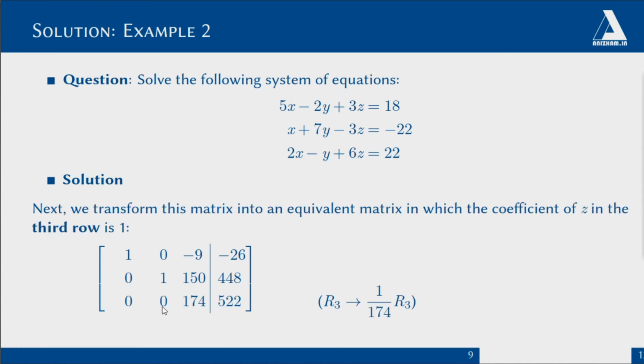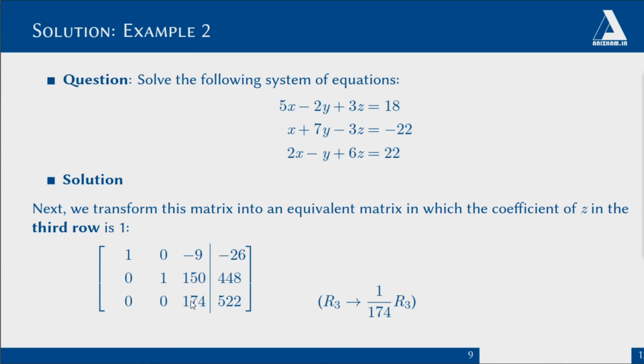So now the third row contains 0, 0, 174 and 522. Now we transform this matrix into an equivalent matrix in which the coefficient of z in the third row is 1, so that this value has to be 1. In order to make this value 1, we have to divide this value with itself.